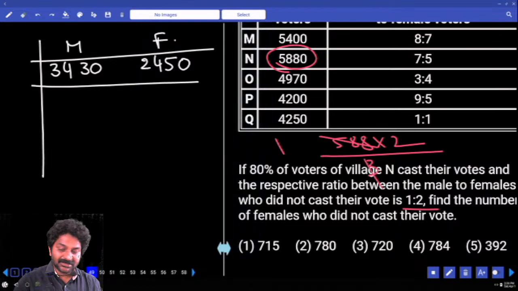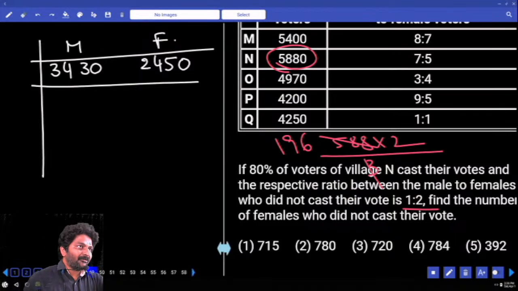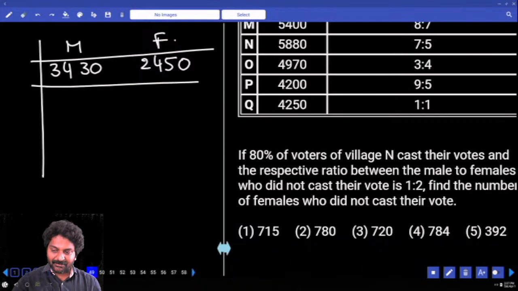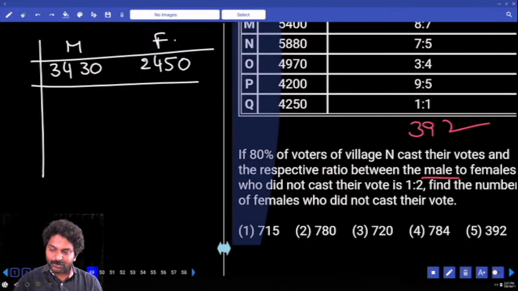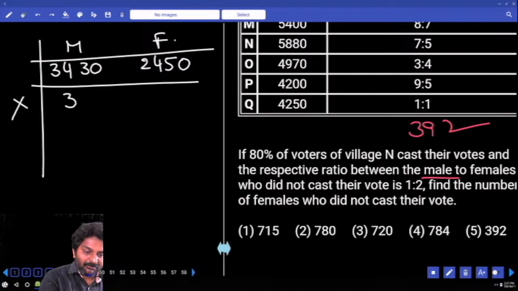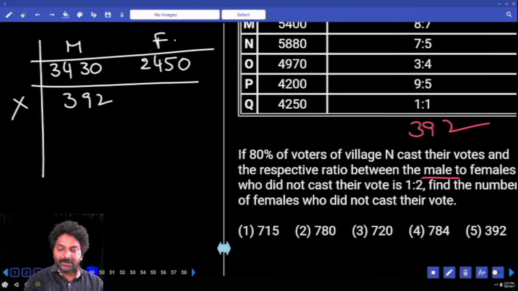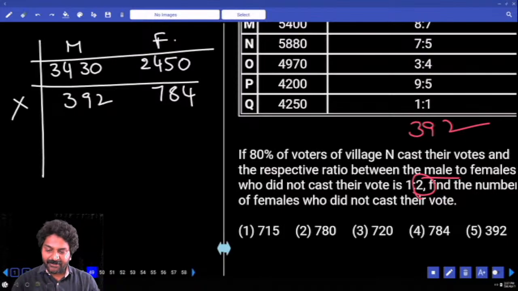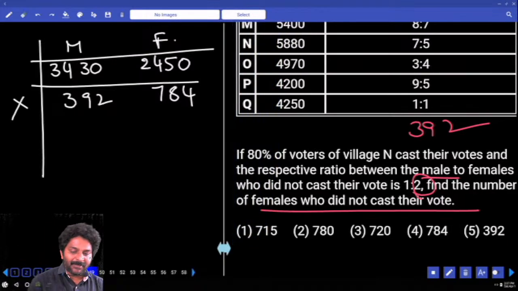3 ones 9 6 196 2 times. 1 time in the sense 1 part is 196, which I'll read it as 4 less than 200. 2 times in the sense 8 less than 400. 392. So 1 part is equal to 392. So male who did not cast their vote, 1 part which is 392. Female who did not cast their vote, which is 2 parts. 392 2 times double. 784. Now the question is, find the number of female who did not cast their vote.